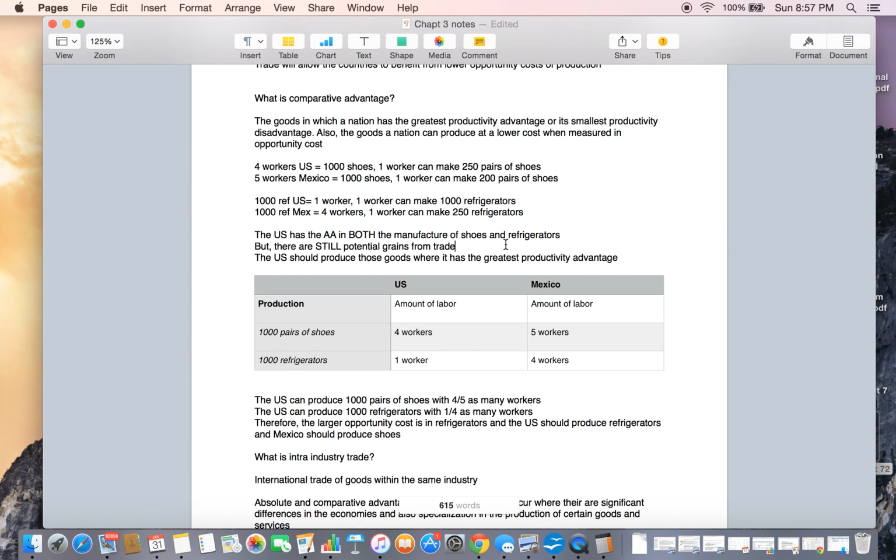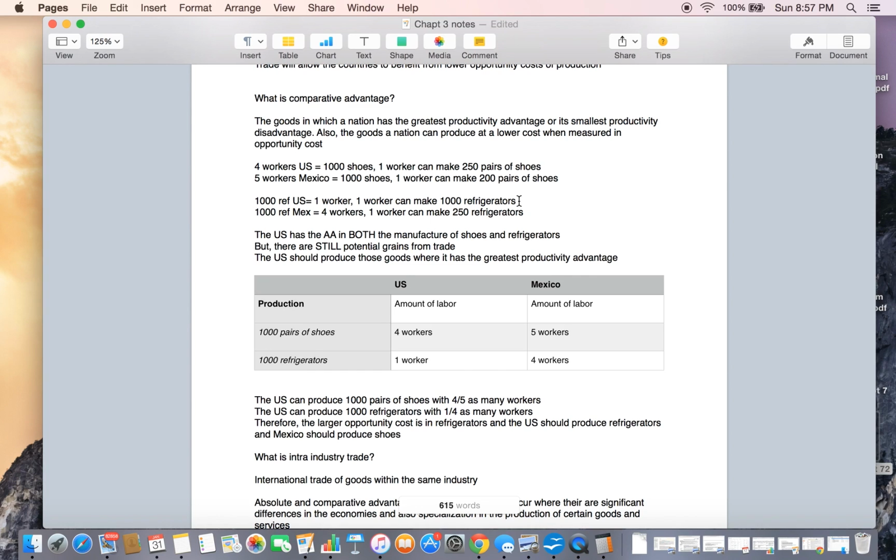Well, there are still gains from trade because of comparative advantage. So the US should produce those goods where it has the greatest productivity advantage. So where does it have the greatest productivity advantage? By looking at this, you can probably tell that it's in refrigerators, right? There's the biggest difference here.